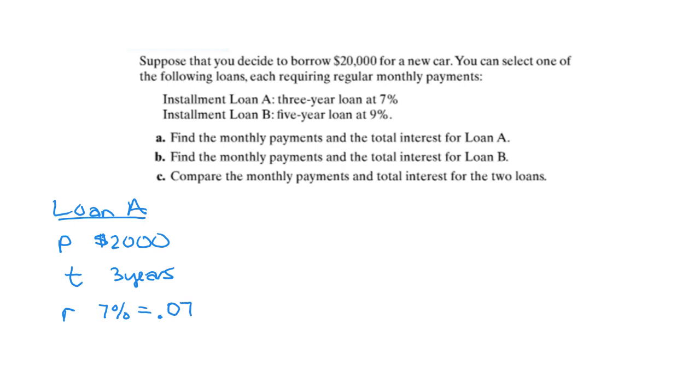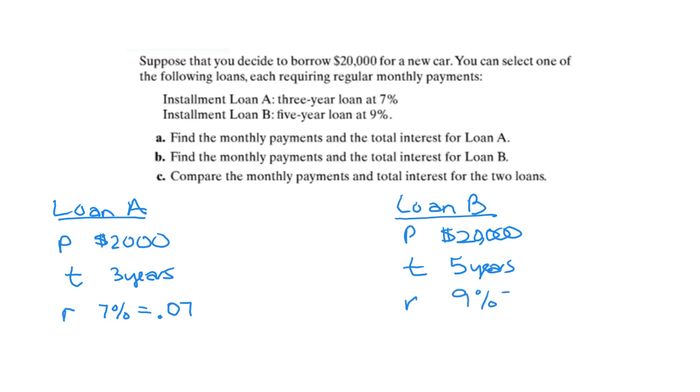And I automatically change that into a decimal without even thinking about it. Then we also have our loan B. Remember, this is also a principal of $20,000. That's how much you're borrowing. And this is a 5-year loan, and the interest rate is 9%, 0.09. On the next page, it's actually going to show us step by step the calculations for this.